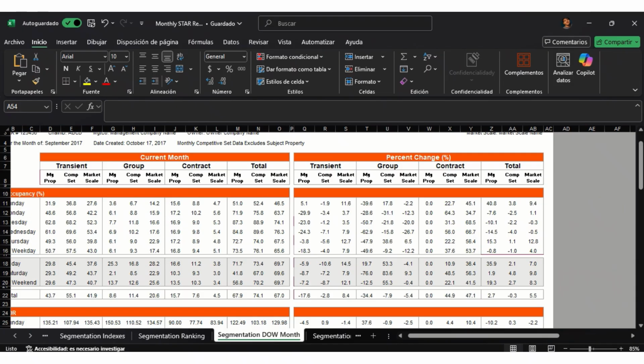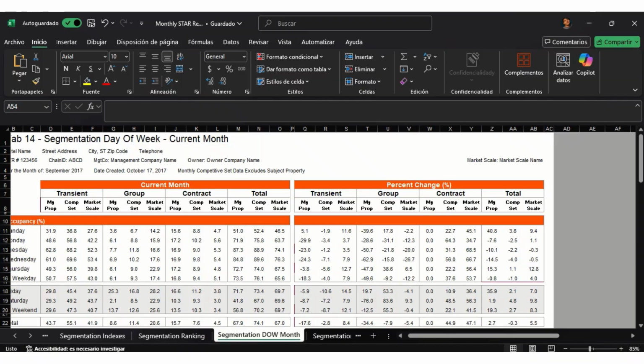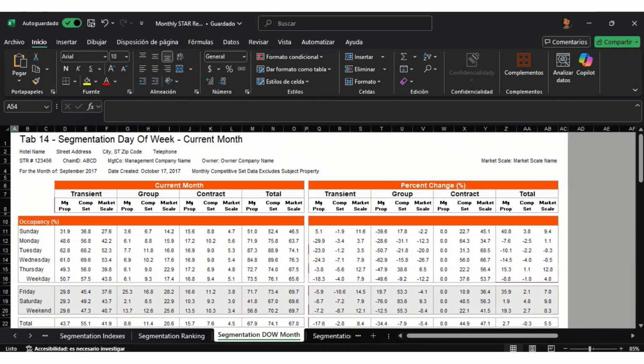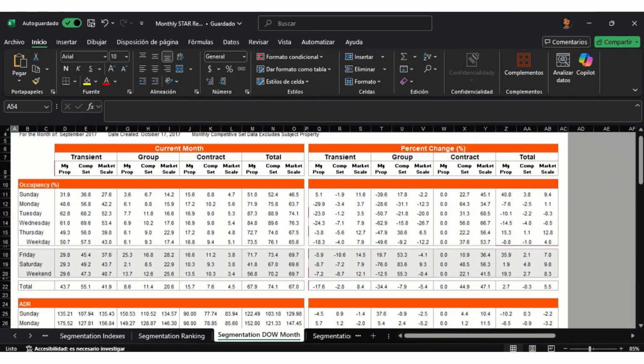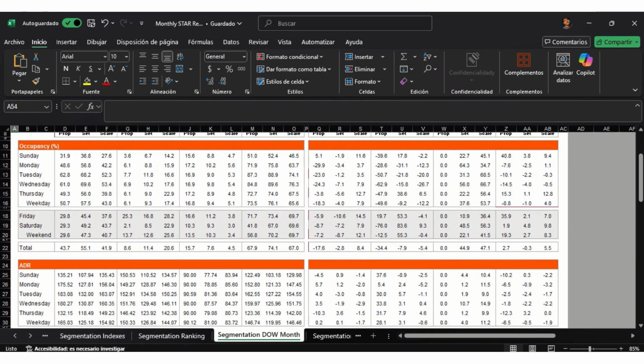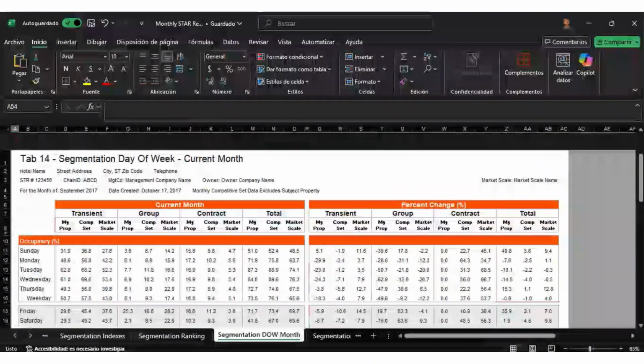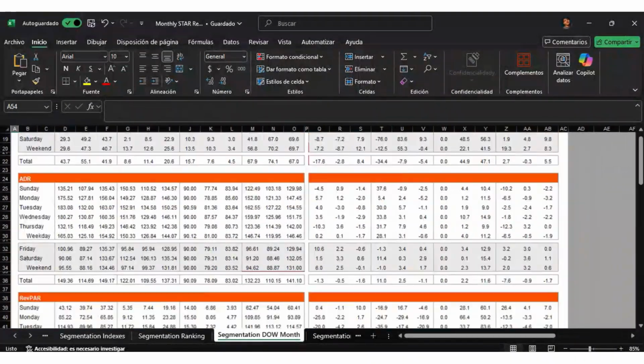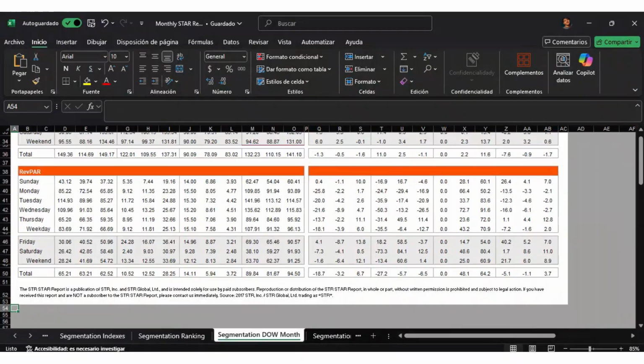Then we have segmentation DOW, YTD. The segmentation tab presents the same type of data, but for the year-to-date period. Segmentation day of week, I'm very sorry. It allows users to see performance patterns over a longer time frame. So we have a lot of numbers, but it's also really important.